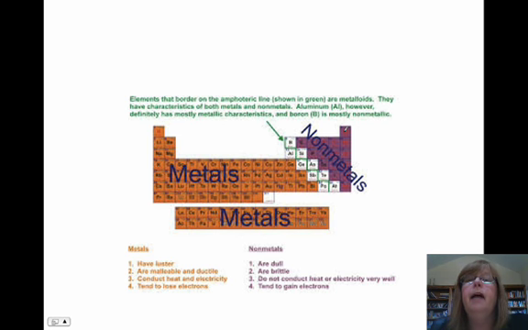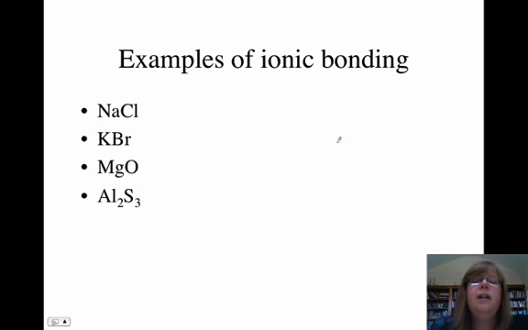So an ionic compound is made up of a metal and a nonmetal. Here are some examples of ionic bonding: sodium chloride, metal, nonmetal. Potassium bromide, metal, nonmetal. Magnesium oxide, metal, nonmetal. And aluminum sulfide, a metal and a nonmetal.